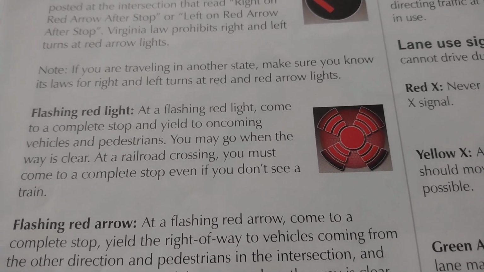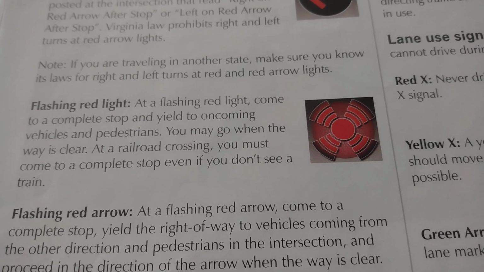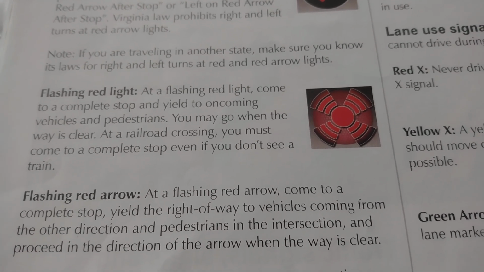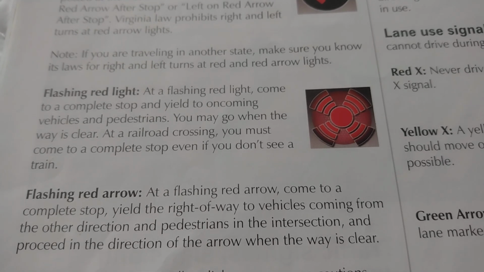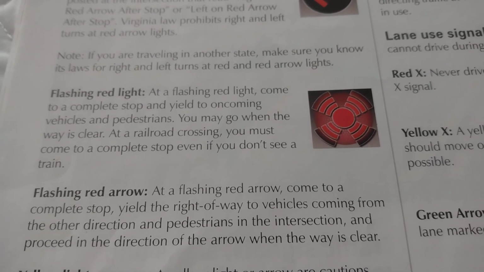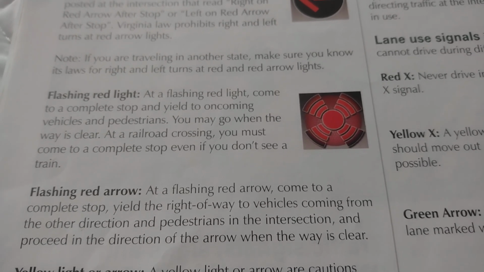Flashing red light. At a flashing red light, come to a complete stop and yield to oncoming vehicles and pedestrians. You may go when the way is clear. At a railroad crossing, you must come to a complete stop even if you don't see a train.